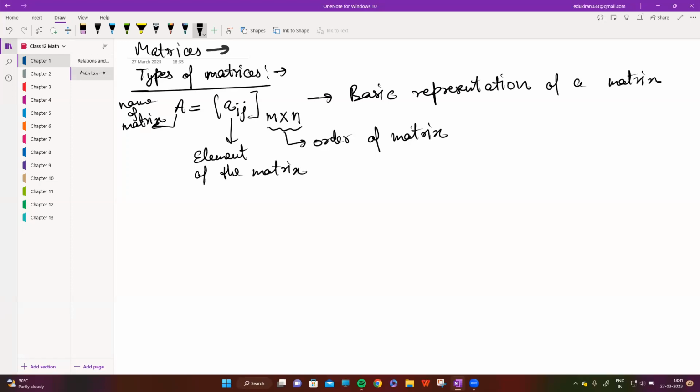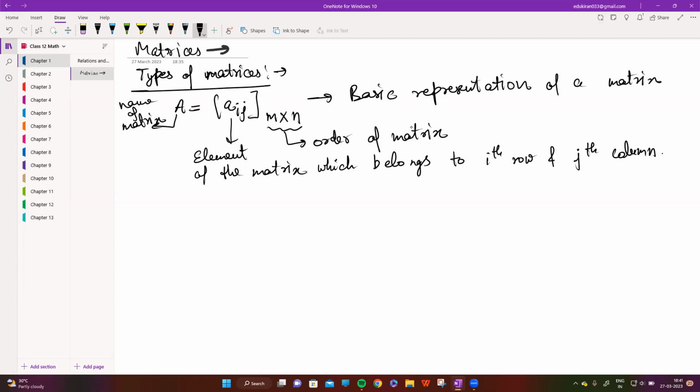In particular, this is the element which belongs to the ith row. The first index represents the row to which this element belongs, and the second represents the column. So it is an element of the matrix which belongs to the ith row and jth column, right?